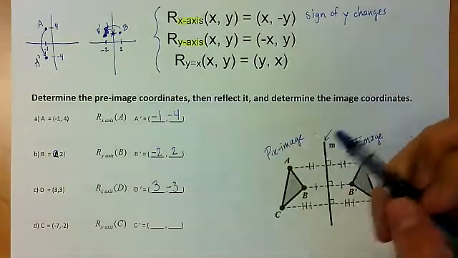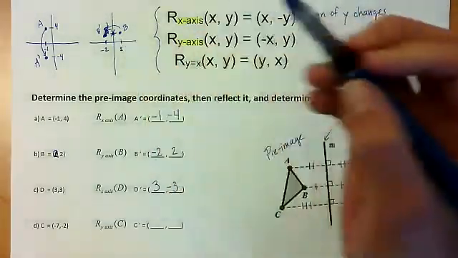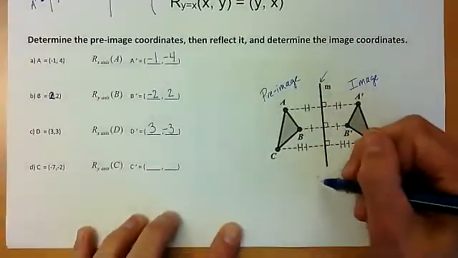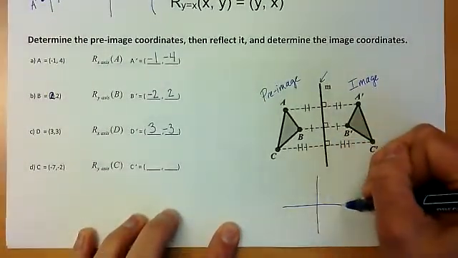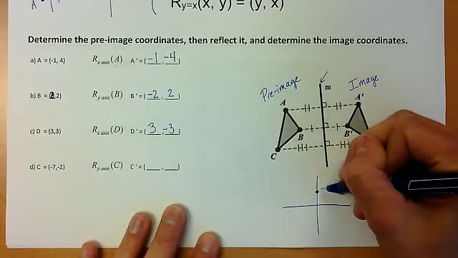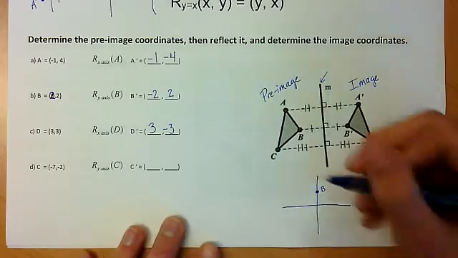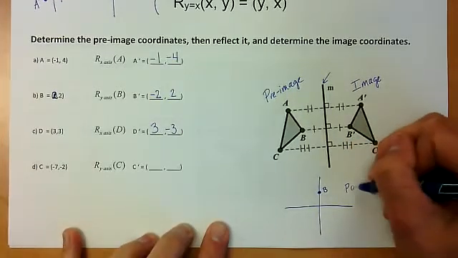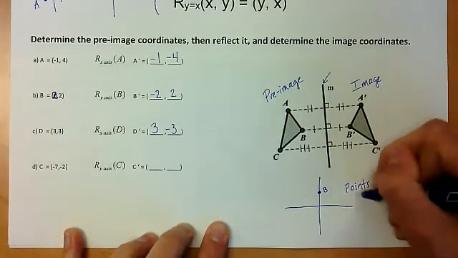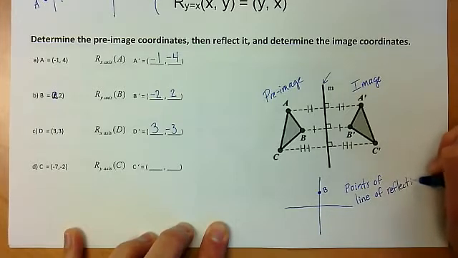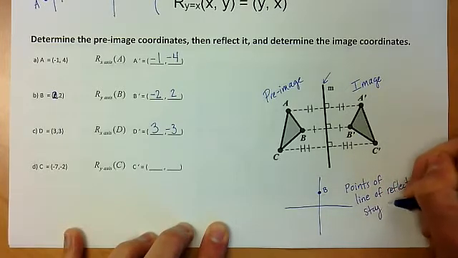The reason why I changed that is because this was originally a point that was on the y-axis. So I'm going to come down here to show you this. Say I have a point that's on my line of reflection. We'll call it B again. If this is on the line of reflection, where is it going to go when I reflect it? Nowhere. Points on the line of reflection stay on the line of reflection.